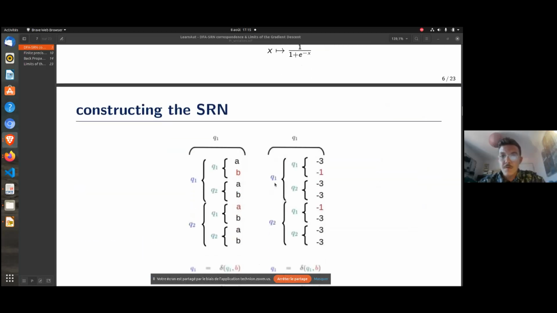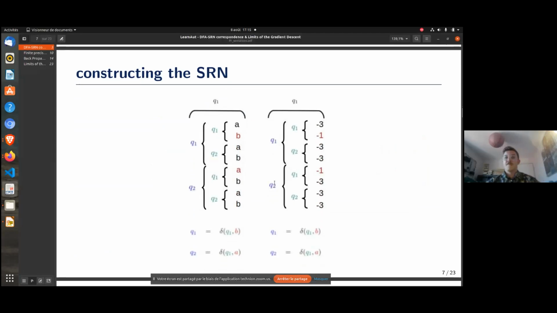So let's try to build this intuition on this simple toy example. Let's say we are in the state Q1, and we want to encode in one vector the information about the transition that we have from the state Q1. So we have two transitions. If we have Q1 and B, we will stay in the state Q1. And if we have Q1 and we read A, then we will move to the state Q2.